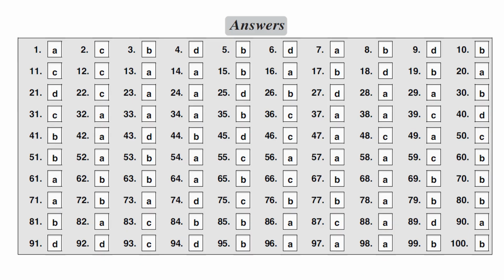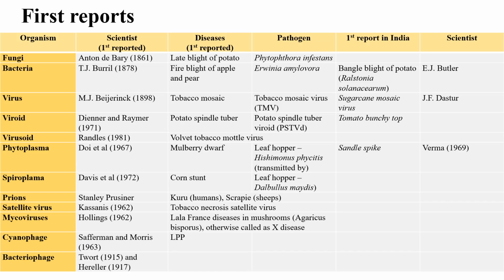So these are the answers for the questions. For easy understanding, we have placed first reports of all the organisms. For fungi, the first scientist who reported was Anton de Bary, in the sense of causing plant disease; it was reported before also, but generally when the new era of plant pathology started, it was Anton de Bary with late blight of potato, Phytophthora infestans. Bacteria: T.J. Burrill 1878, fire blight of apple and pear, Erwinia amylovora. In India, bangle blight of potato was the first disease reported, by scientist T.J. Butler.